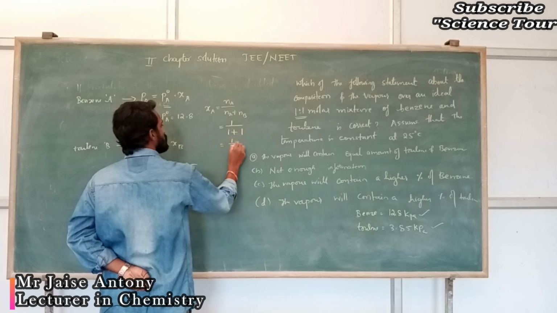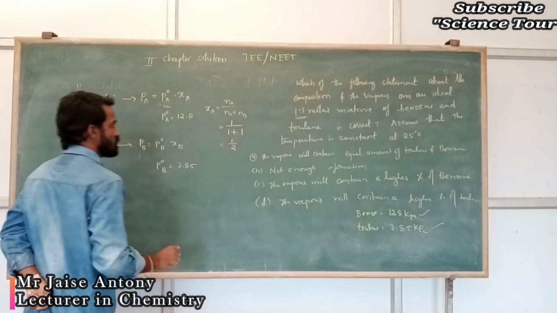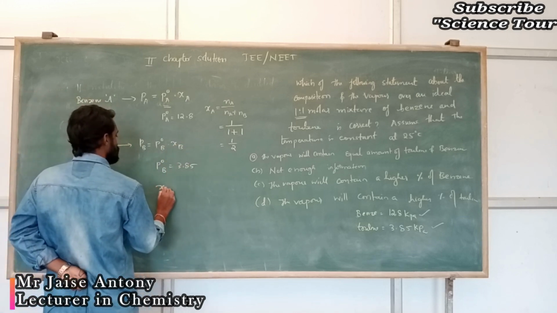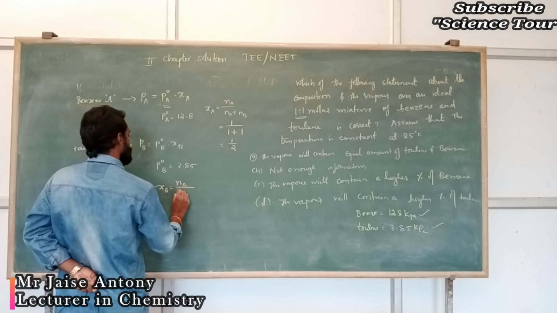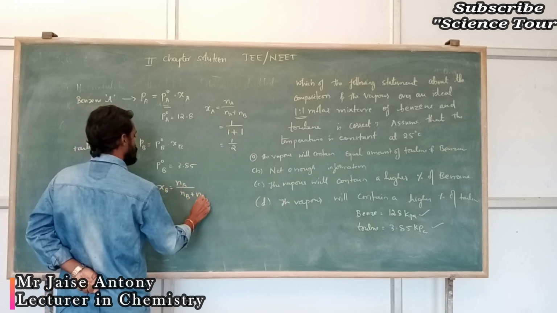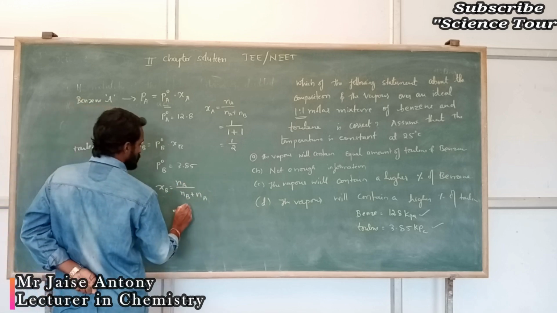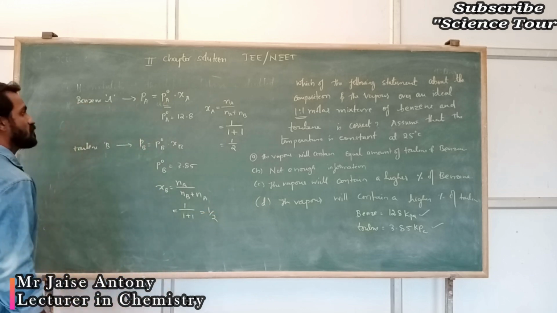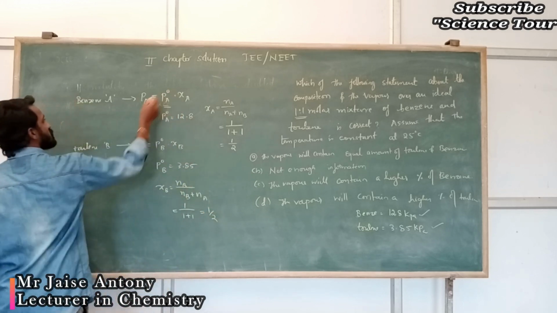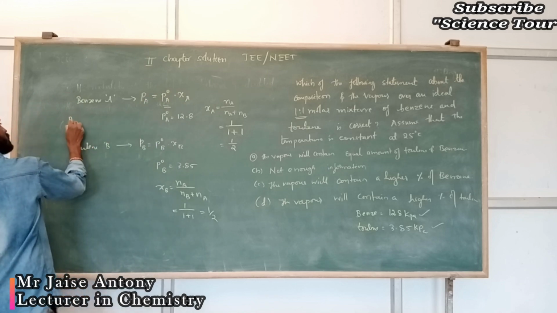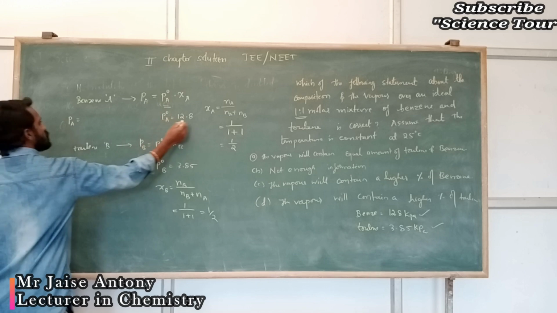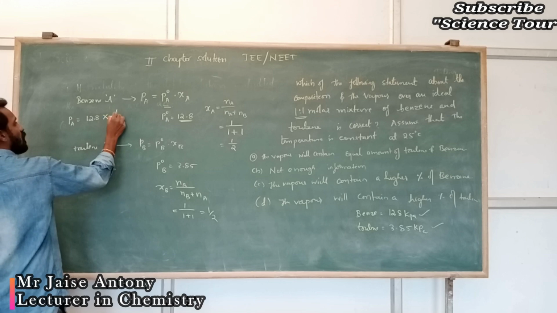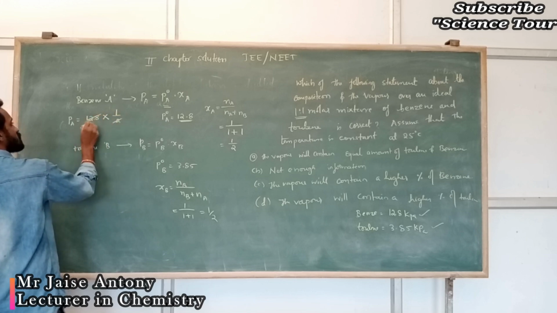That means 1 by 2. XA is nothing but 1 by 2. How to find XB? NB divided by NB plus NA. Correct? Here NB is 1 plus 1, that is nothing but 1 by 2. So here you got this value. Now just substitute here. PA is equal to P naught A, which is 12.8, into half, and it gives 6.4.